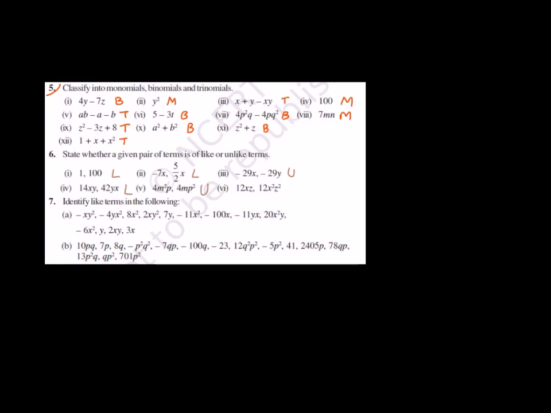And sixth one, you can clearly see these are unlike terms because x and z have different powers in these two terms. Now, seventh question, we have to identify like terms in the following. A few terms are given in this. We have to identify like terms. We will circle the like terms with same color. Minus xy square. This is also. Then yes, only these two terms are like terms.